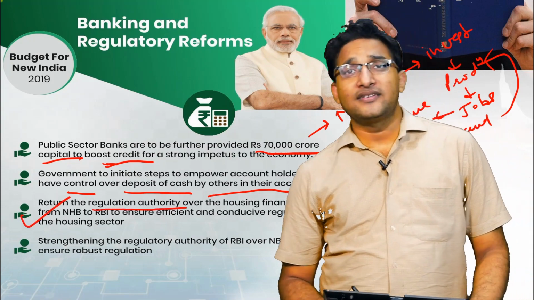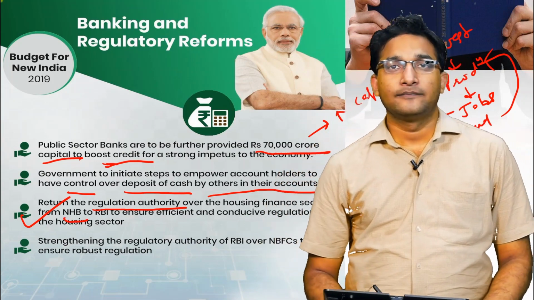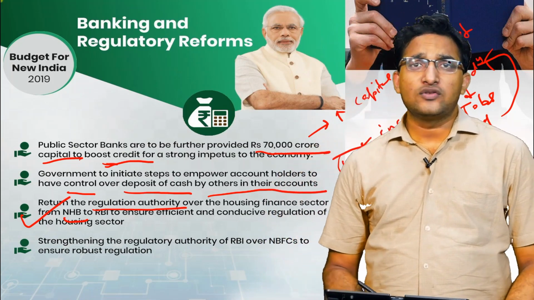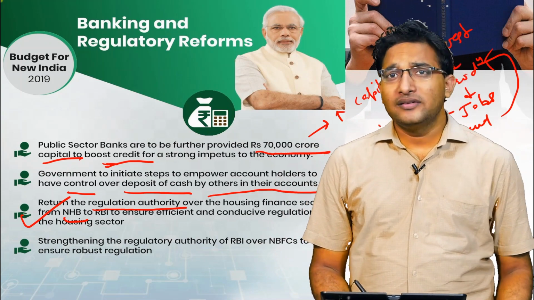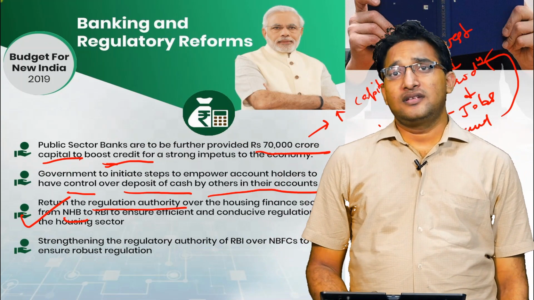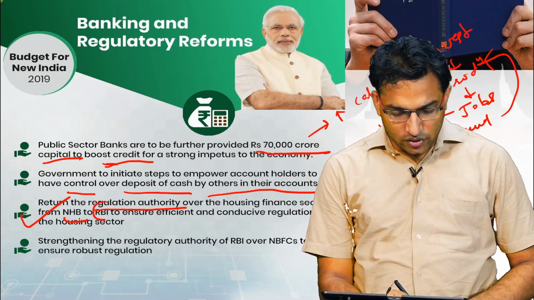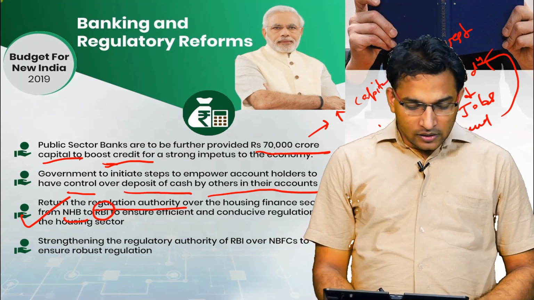Regarding the regulatory authority, in the housing financing sector, now the regulation is with the National Housing Bank. However, if we see, the overall credit is managed by the RBI. So to ensure that there is proper coordination, now we are saying that the regulation of the housing financing sector will be shifted from NHB to the RBI, right? This is a very important reform.